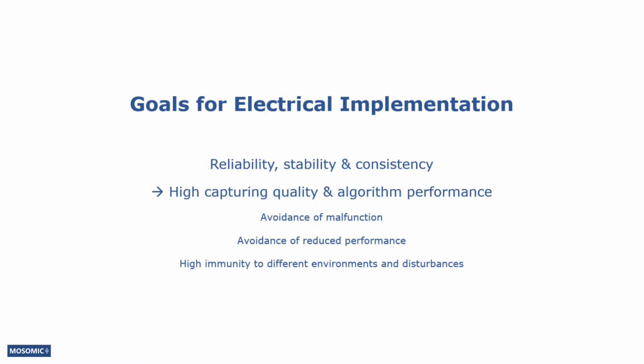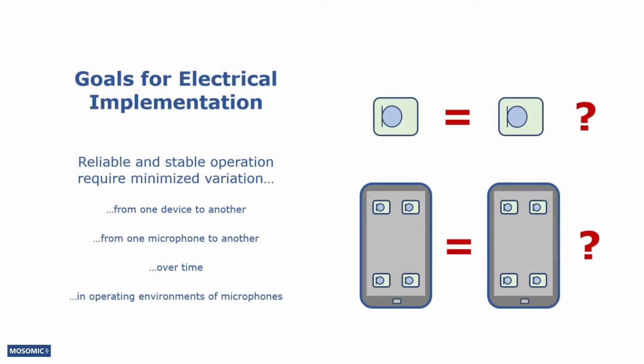Achieving reliable and stable operation requires minimized variation from one device to another, from one microphone to another, of device and microphone performance and behavior over time, and minimized variation in the operating environment each microphone operates in. It can happen that, for example, one microphone may be sitting next to a hot component, such as an RF amplifier, and the other one is in a significantly cooler spot inside the device. There may also be differences in the electrical and electromagnetic operating environments, even within one device.